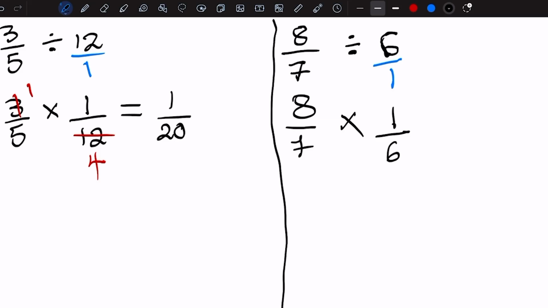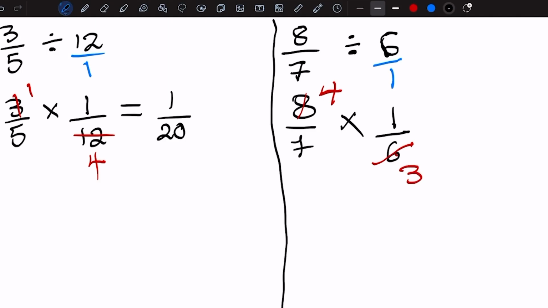Then what we do now is basically look to see if anything can be simplified. So while we're simplifying, we look to see if numerators and denominators can be simplified. We'll see that the 8 and the 6 can be simplified. So let's go ahead and do that. 2 can go into both of them, so 2 into 8 goes 4 times, and then 2 into 6 goes 3 times.